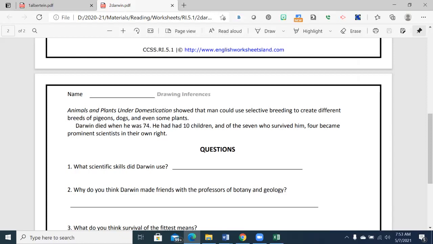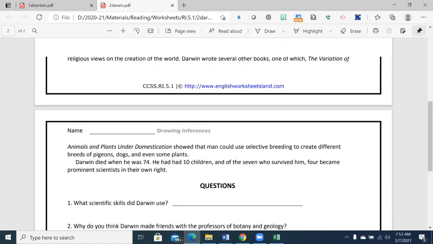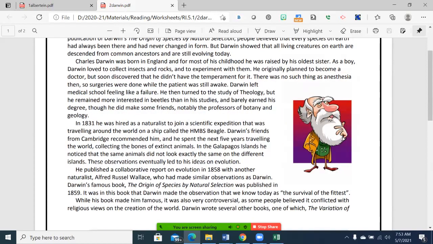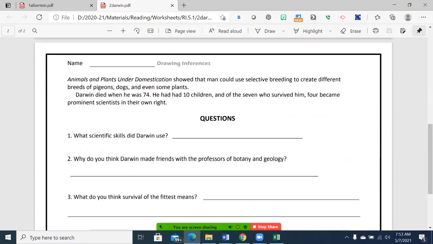So, what scientific skills did Darwin use? Well, if we look back, we know that he made observations. So, observation's a pretty big skill there. That's what I would write. Go ahead and write that in.